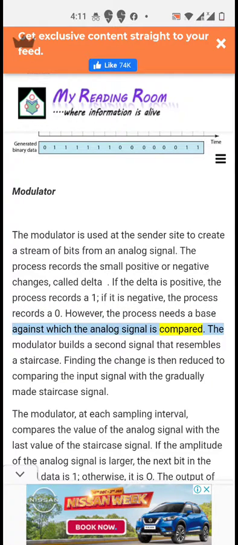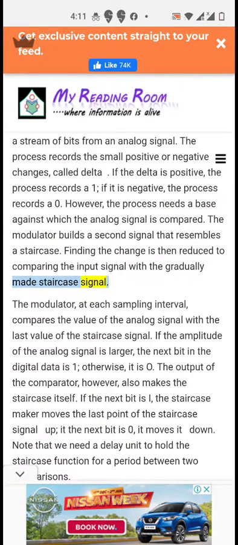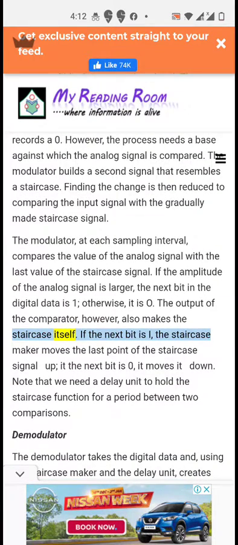However, the process needs a base against which the analog signal is compared. The modulator builds a second signal that resembles a staircase. Finding the change is then reduced to comparing the input signal with the gradually made staircase signal. The modulator, at each sampling interval, compares the value of the analog signal with the last value of the staircase signal. If the amplitude of the analog signal is larger, the next bit in the digital data is 1, otherwise, it is 0. The output of the comparator, however, also makes the staircase itself.